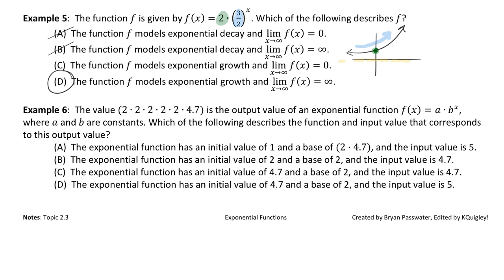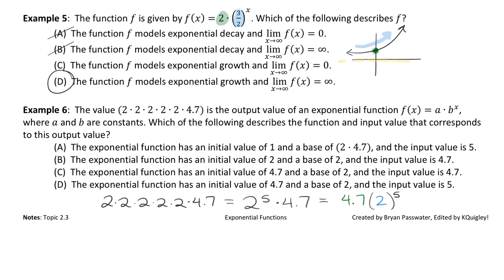Now, this is rather annoying to write, 2 times 2 times 2 times 2 times 2 times 4.7. Mathematicians got tired of writing 2 times 2 times 2 times 2 times 2. How else can I represent it? To a power. 2 to the power of 5 is now going to be multiplied by 4.7. And if I just rewrite this so that it actually looks like an exponential, I could write it as 4.7 times 2 to the 5th power.